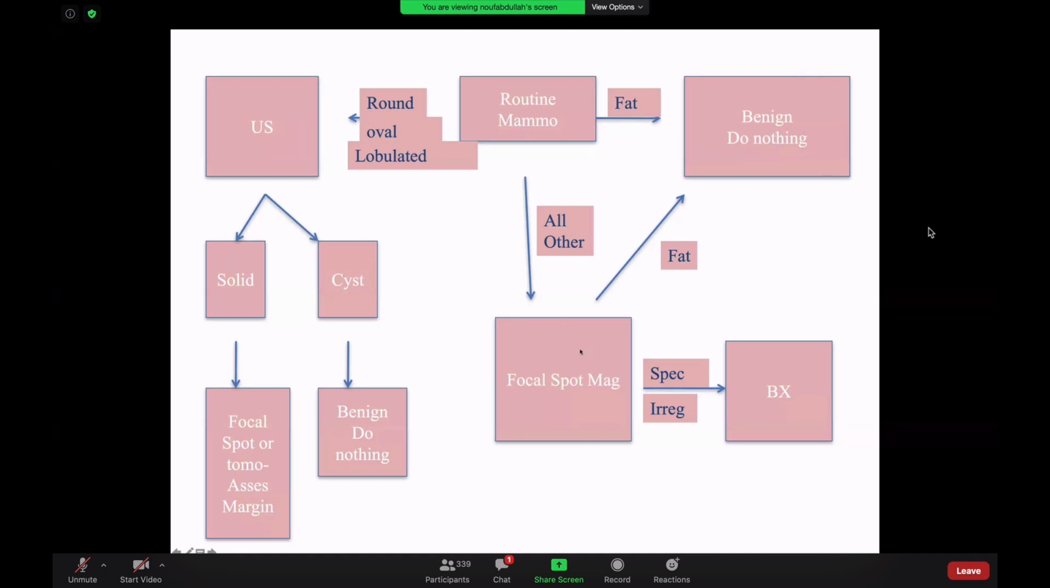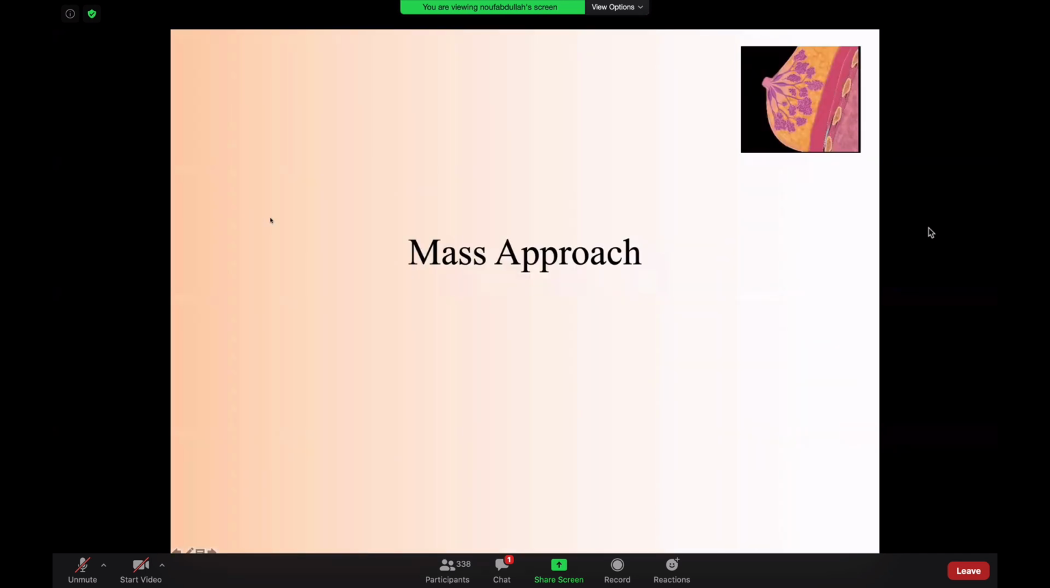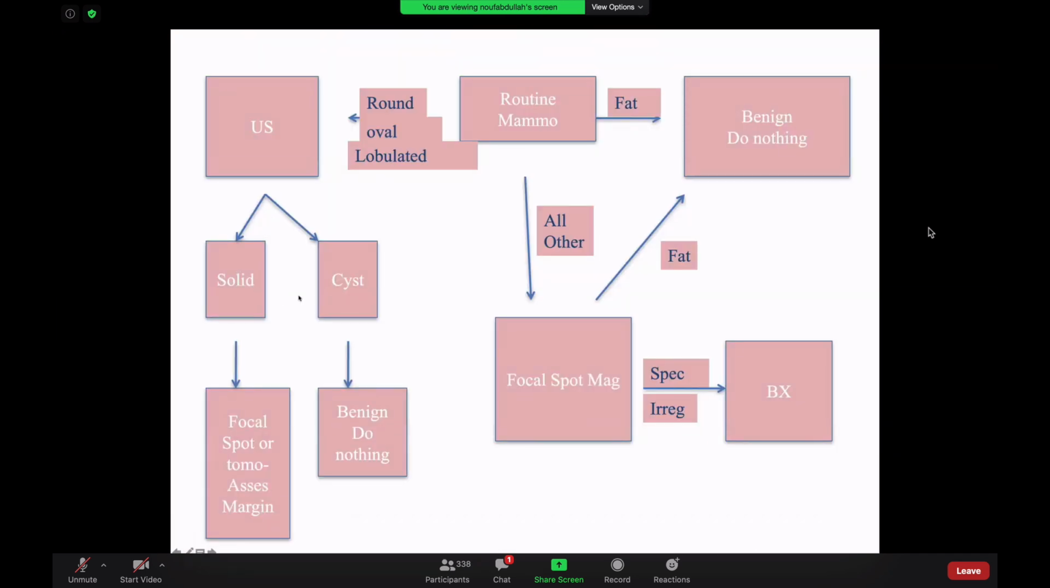You might have the tomosynthesis and it will help you. If it shows you that the lesion is well defined or spiculated, it is helpful, but anything similar to that, you have to go for the ultrasound. The reason why you always need to do an ultrasound for any mass is because mammogram will not help you to differentiate between solid and cyst.